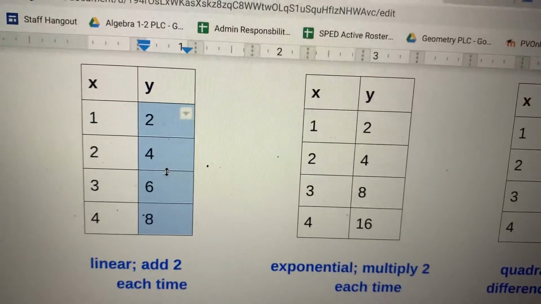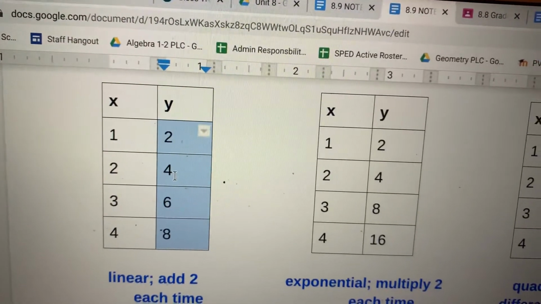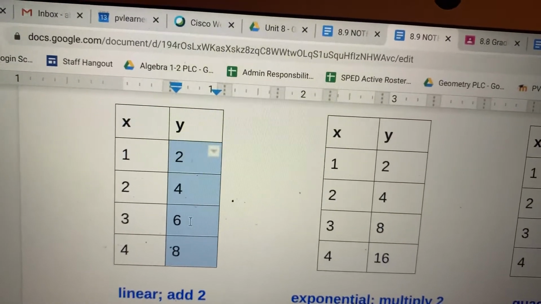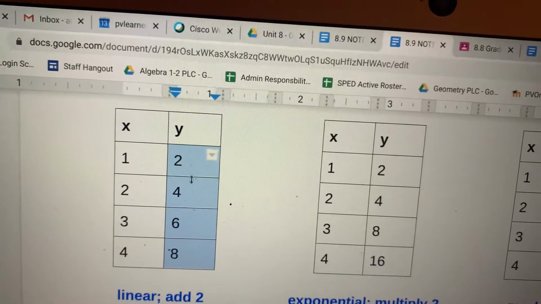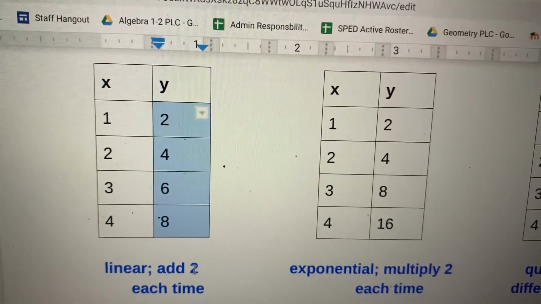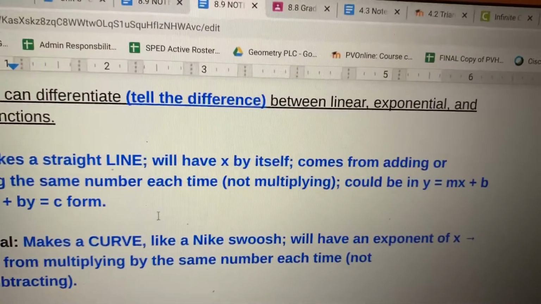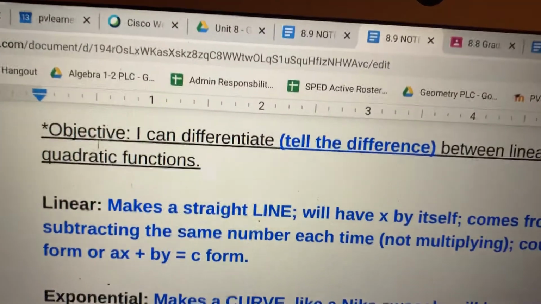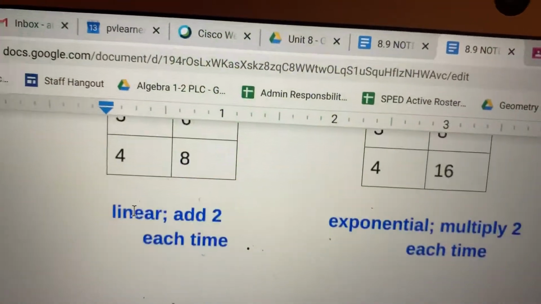So some of you are good at looking at this and knowing, oh, I can tell right away we're adding 2 each time. Some of you might have to use your calculator and do the second number minus the first number, the third number minus the second number, and so on, and just see what the pattern is. So if we have 2, 4, 6, 8, we're adding 2 each time. So when you add the same number each time, it's going to be linear. Okay, so we know that this first table is going to be linear because we're adding the same number each time.